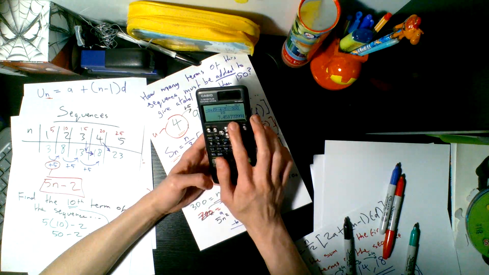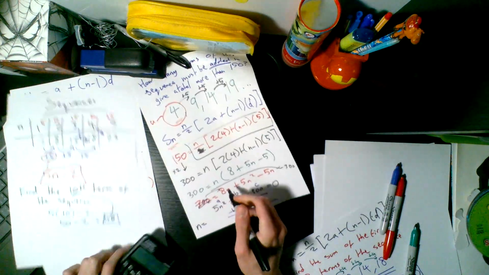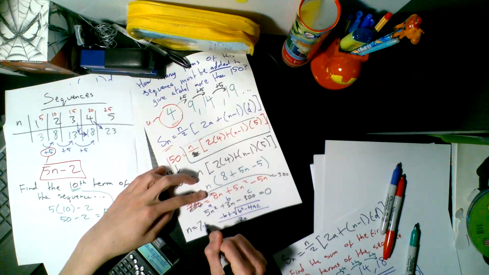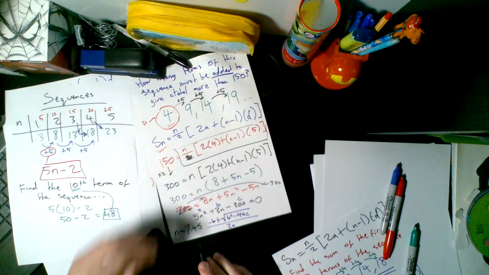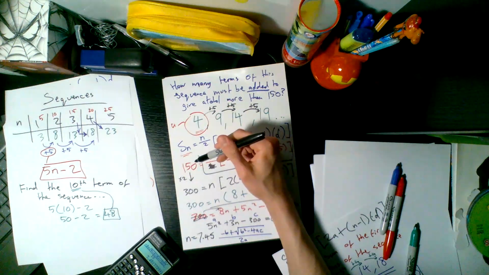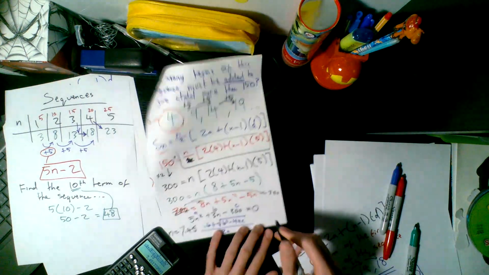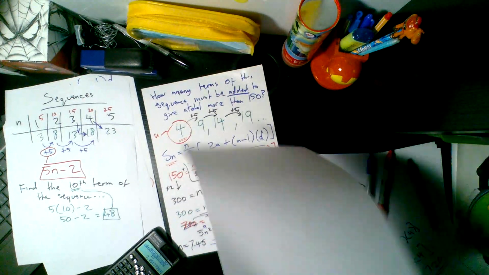Okay, 7.45. So n equals 7.45. This is the number of terms we need to get to 150. But we can't have 7.45 terms, right? We either need to have... okay, so we've reached this point.